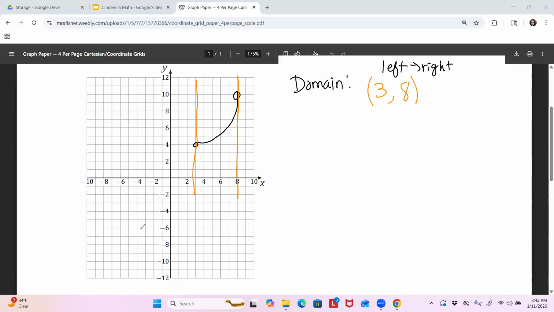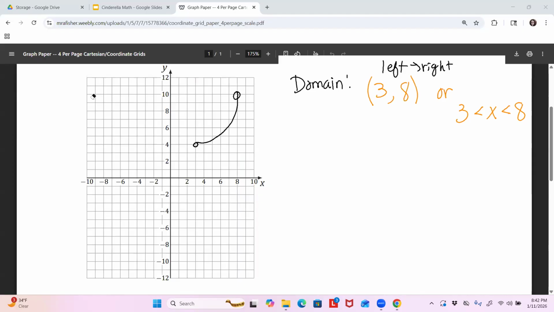That means it actually didn't touch 3 and it didn't touch 8. It got close, but not quite. Or again, write down your left number 3, your right number 8. Put X in the middle because domain is X values. Make a sandwich with less than signs, but you will not put the equals because open dot means it does not equal it. Okay, that would be domain.